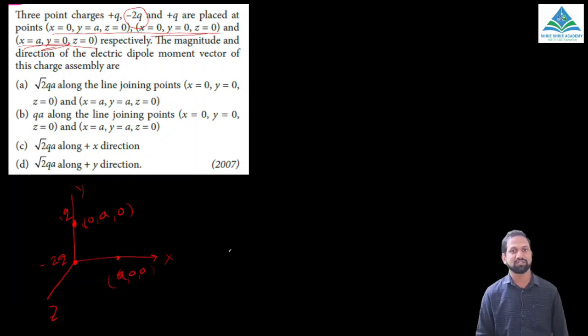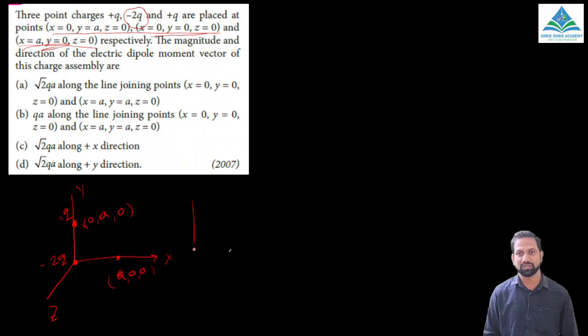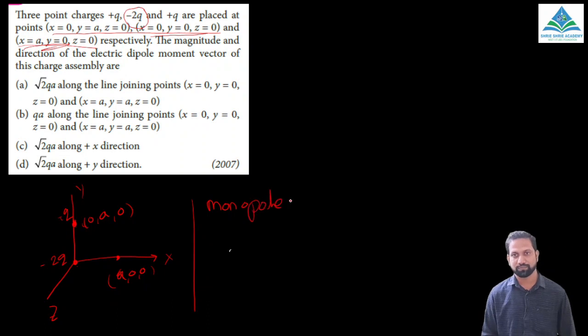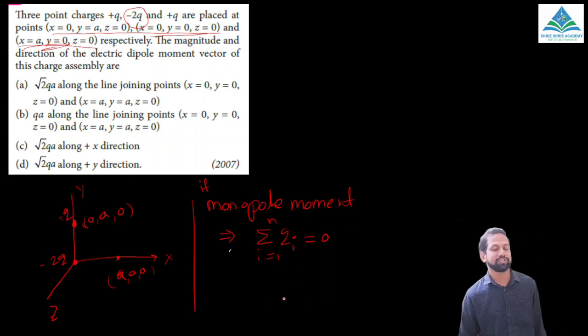Now for this charge assembly, they are asking you to find out the dipole moment vector. It's very simple. First of all, you should check the monopole moment of the charge distribution. Monopole moment means the algebraic sum of the charges. If this monopole moment is 0, then the dipole moment is independent of the origin.